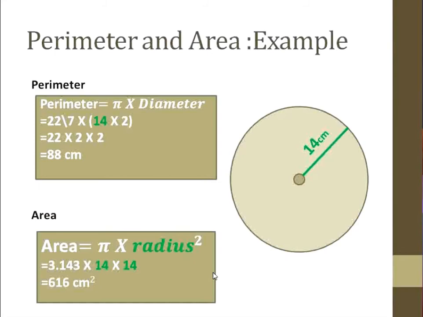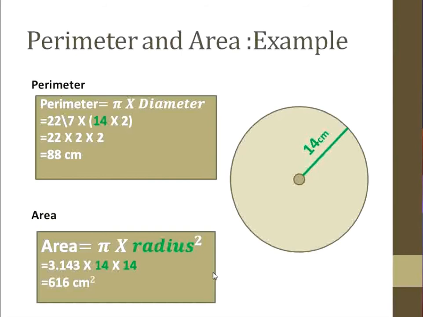Suppose that we're given a circle with the radius as 14 centimeters. To calculate the perimeter of a circle, we are supposed to say pi multiplied by the diameter. But in this case, we're not given the diameter, we are given the radius. So we will multiply the radius by 2 so as to obtain the diameter first. Then we multiply by pi.